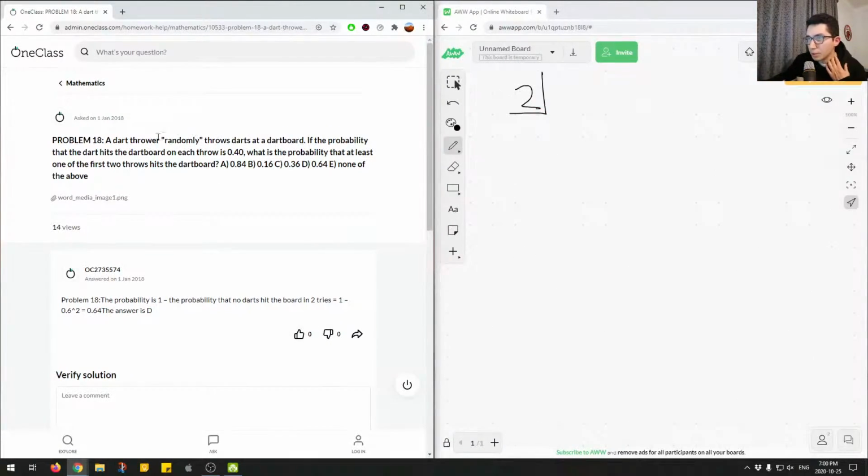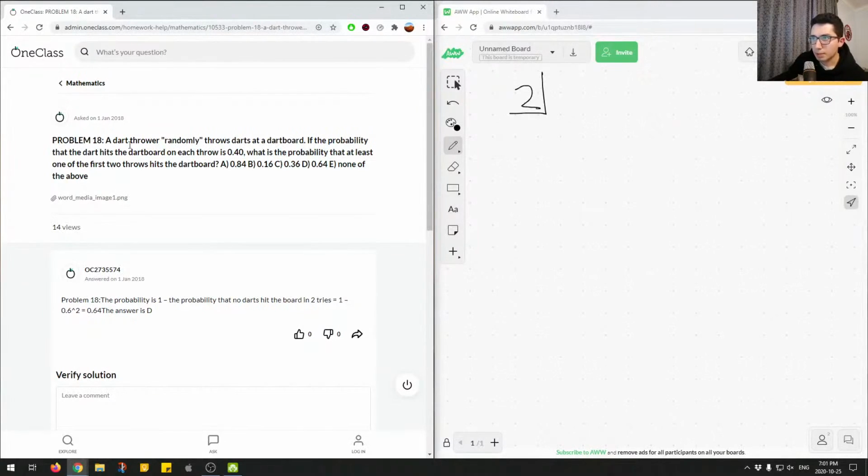Okay, so here we're asked, a dart thrower randomly throws a dart at a dartboard. If the probability that the dart hits the dartboard on each throw is 0.4, what is the probability that at least one of the first 2 throws hit the dartboard? So we have 2 throws, so this is key in the question. At least one of the first 2 throws hits the dartboard, and we're given 5 options over here. A 0.84, B 0.16, C 0.36, D 0.64, or none of the above.